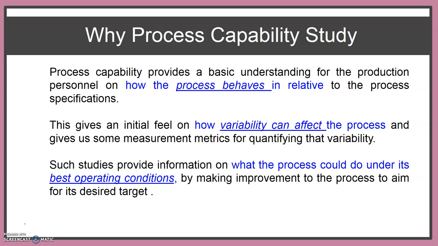Then next, you will know how reliability can affect the process. Then you understand how to control the variables in your process. Lastly, you can determine the best operating condition by calculating the process capability index. That means you can set your process to a maximum, optimum setting so that each time it can produce a good product at the end of the process.